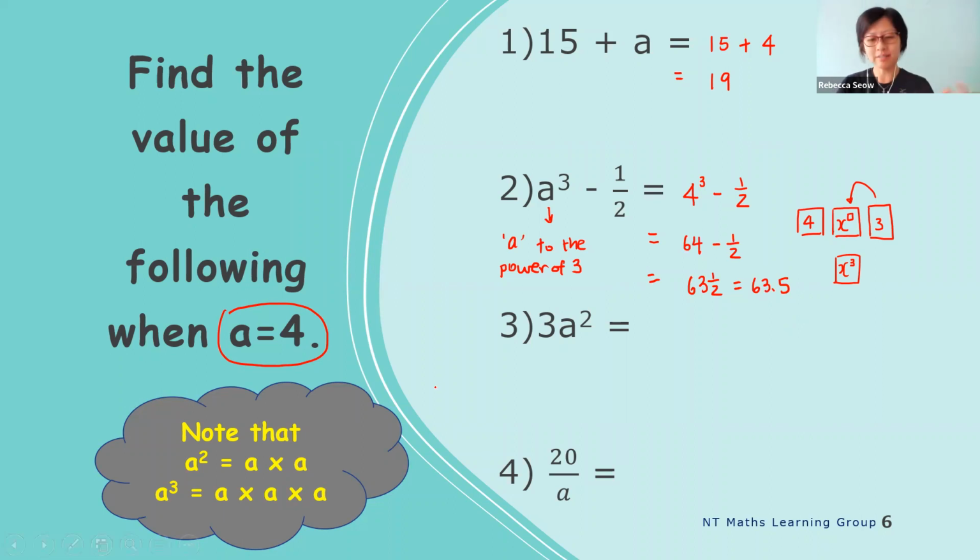Now let's take a look at the next one, 3a squared. So how does 3a squared play out if we were to write it down? You see, when we have the number and the letter together.